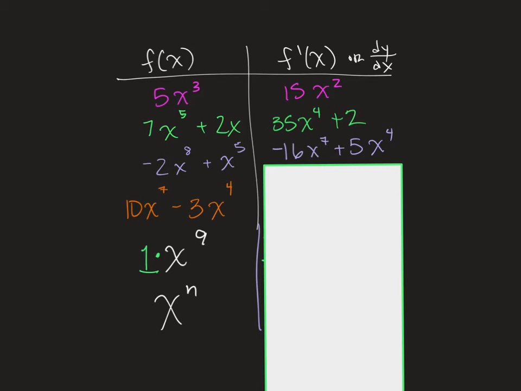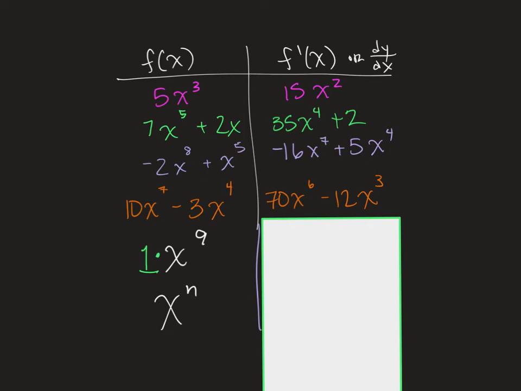And hopefully you're starting to see a pattern here. And really what it is that this 35 comes from 5 times 7. You're going to multiply those. And the reason this is a 4 is because it's 1 less than 5. 3 times 5 is 15. 3 minus 1 is 2. So here we're going to get 7 times 10, which is 70, x to the 6th, because if I take away 1 here, minus 12, x to the 3rd.